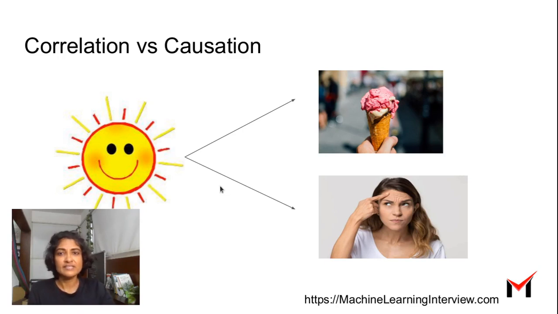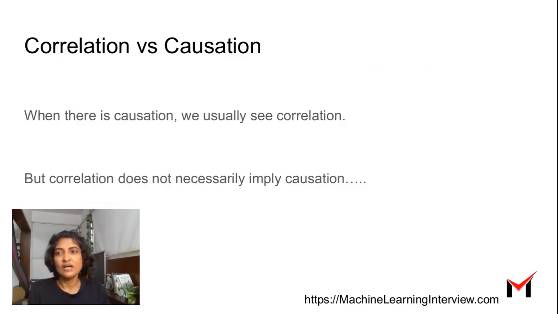Because there is this common cause, which is the sun, which is causing me to eat ice creams as well as causing the wrinkles, right? So, correlation is not always causation. So, eating ice creams and having wrinkles might be correlated, but it does not mean that one of them is causing the other, right? As you might have heard many times, correlation is not necessarily causation.